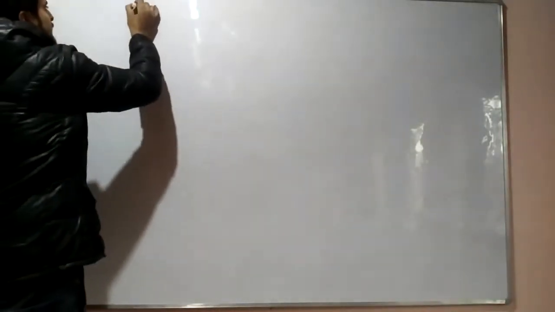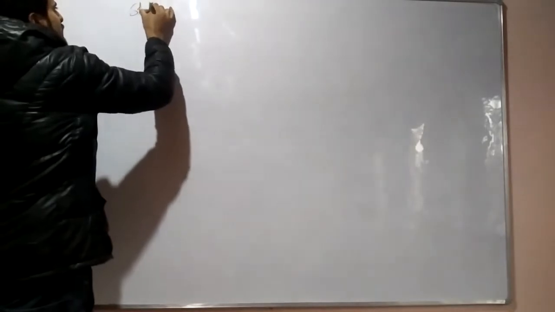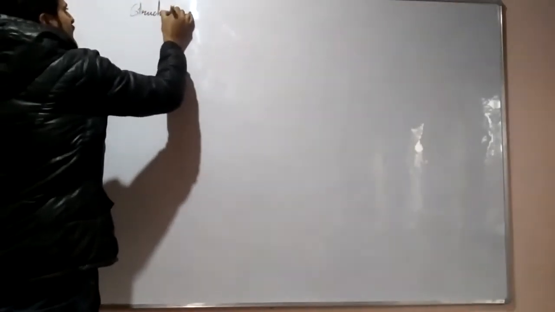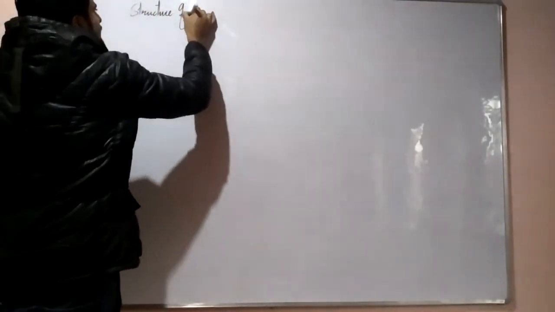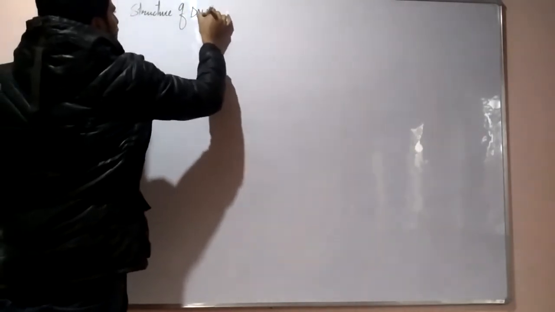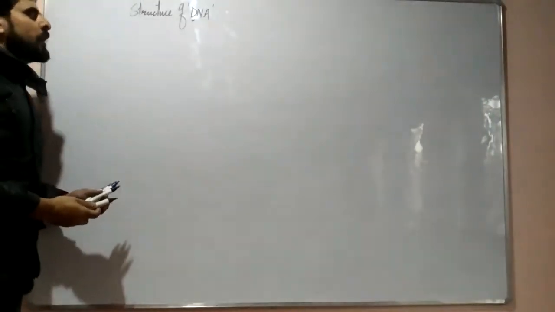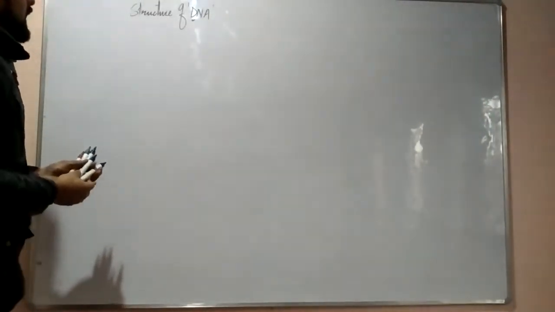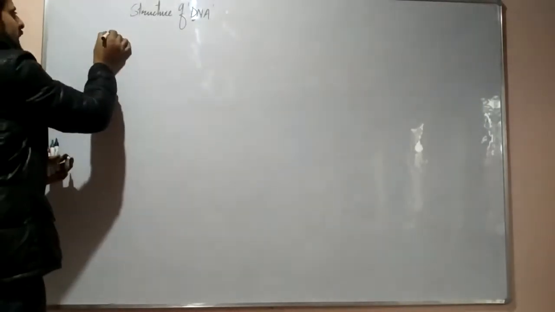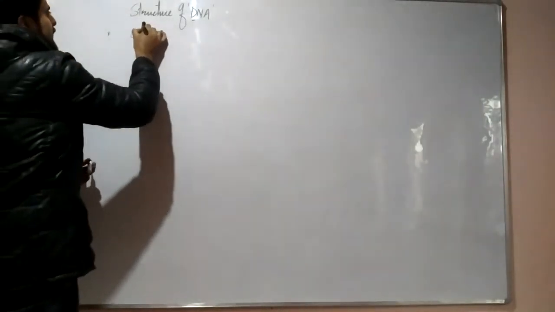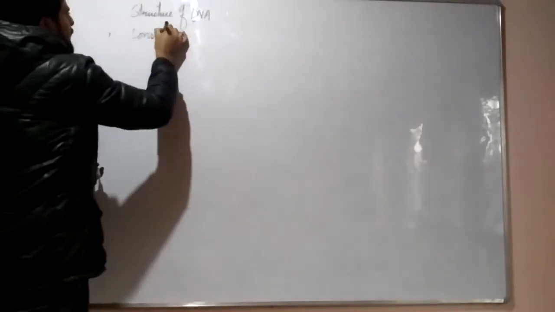Today we are discussing the structure of DNA. We will discuss the general structure of DNA, then later the Watson and Crick model of DNA, which is a B type of DNA. Let's have the structure of DNA. What does DNA consist of?